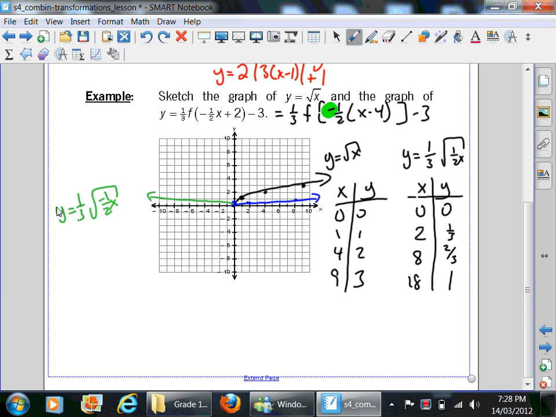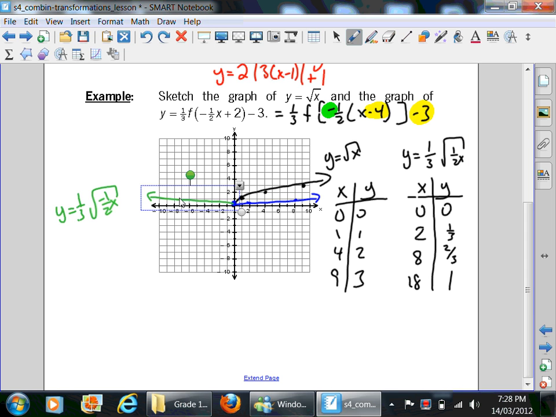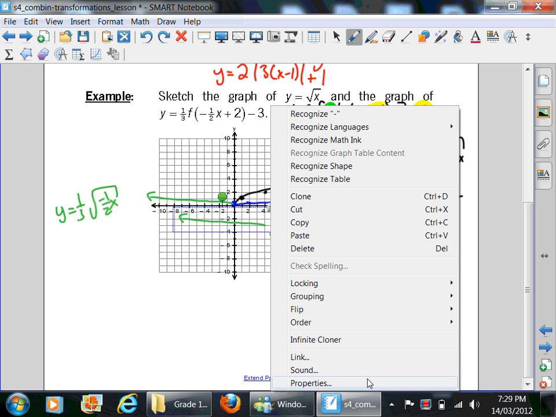Okay, now the last thing we have to do is just the translation piece. And the translation piece is we're going to go right 4 and down 3. So again, we can go ahead and clone this if we want. We want to go right 4, and then down 3. 1, 2, 3. So that's where we're going to end up right there. And we probably want a different color. I don't see red on here yet, so we might as well make this red.